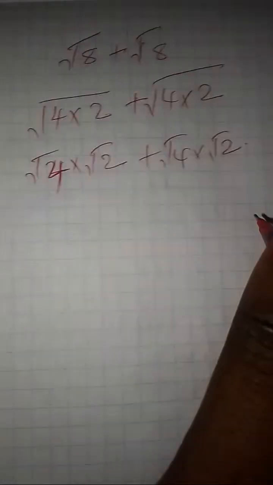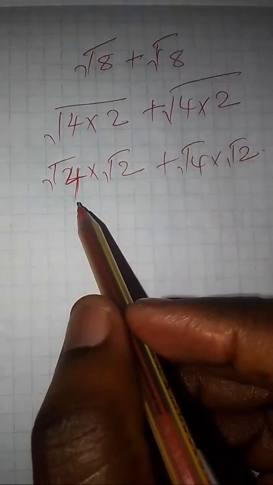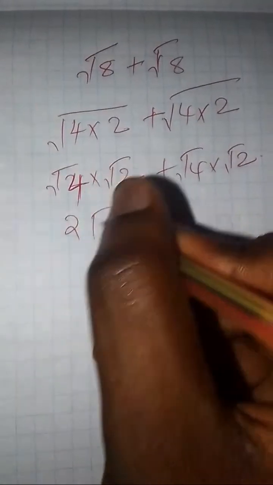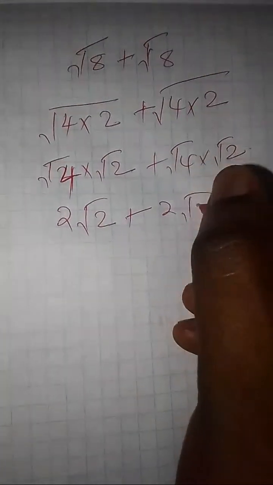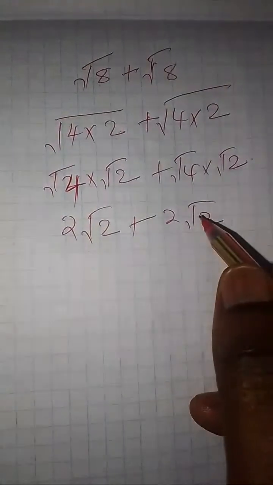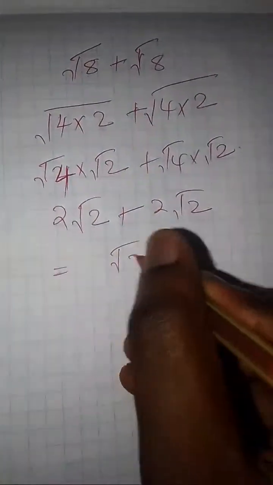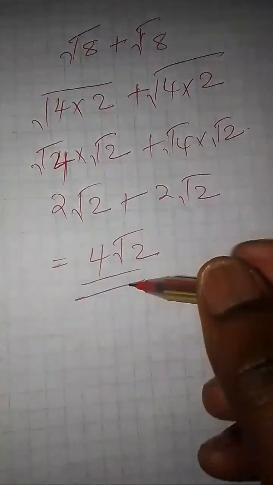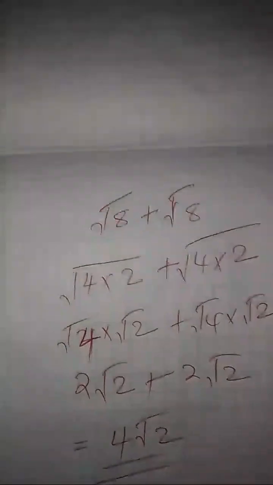Then we check on this other side and see that root 4 is 2, so we shall have 2 root 2 add 2 root 2. Because root 2 and root 2 is the same, our final answer is root 2, then 2 plus 2 is 4. So the answer shall be 4 root 2.